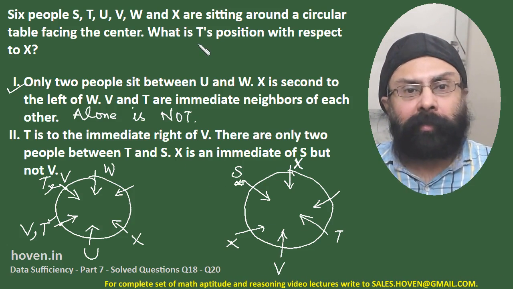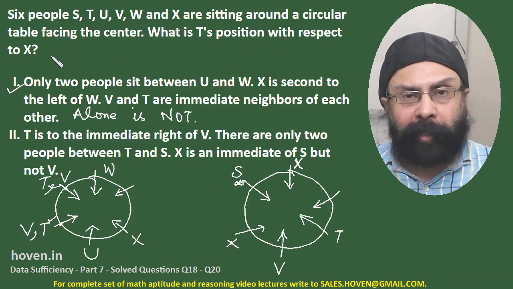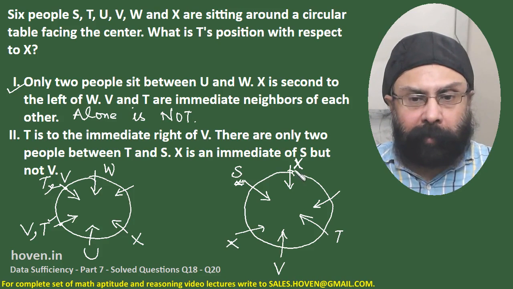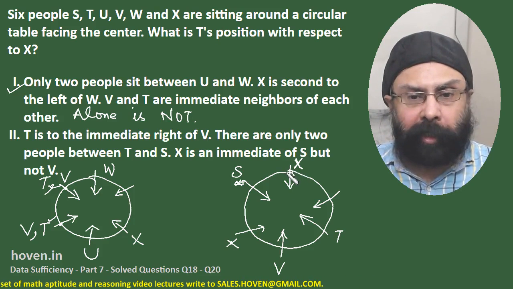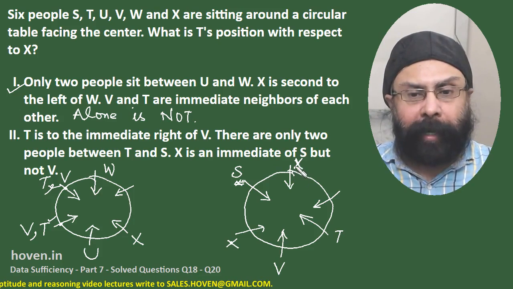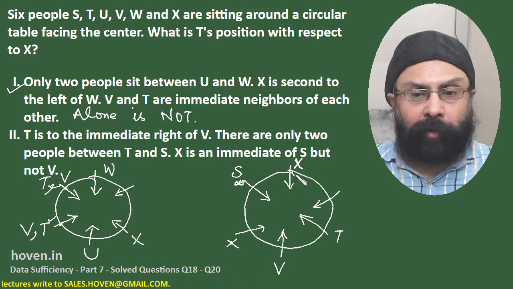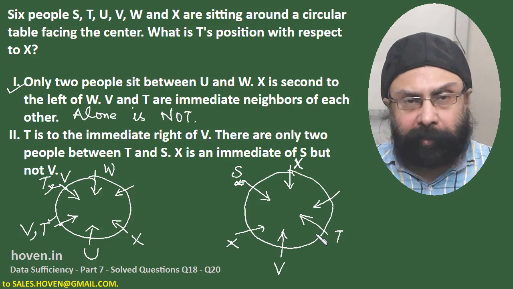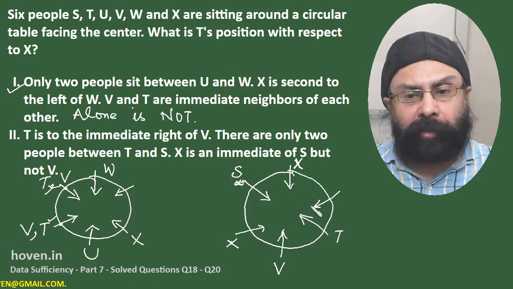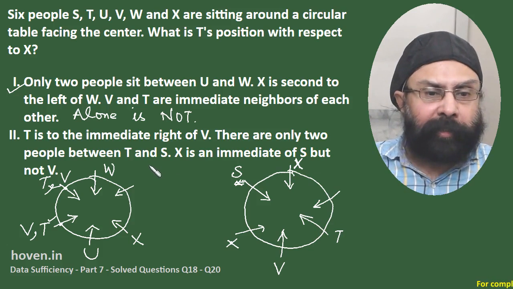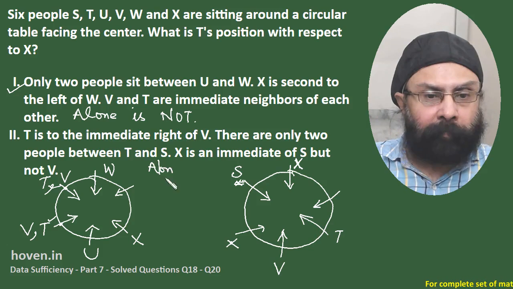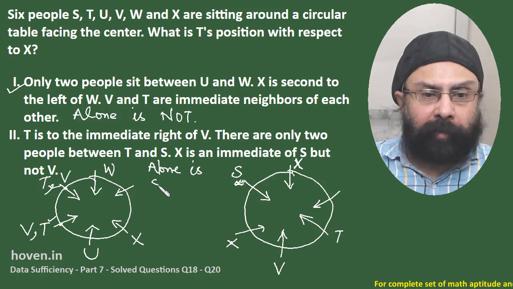But what I see is we have to find T's position with respect to X. But if you see this arrangement, whatever we have done till now, we can obviously say that X and T, they are fixed. And T is to the left of X. Or X is one to the right of T. So we can say that the second statement alone is sufficient.